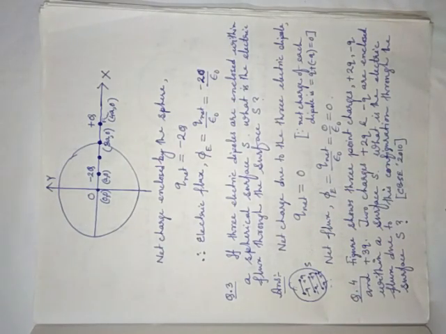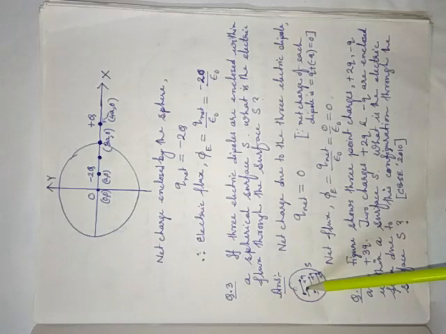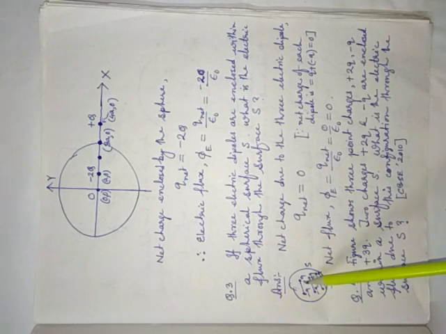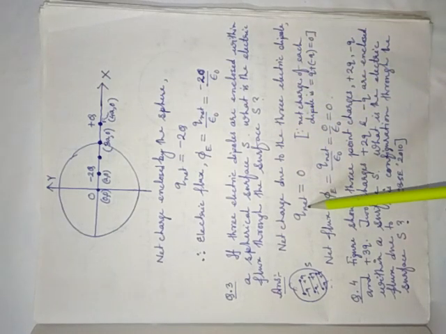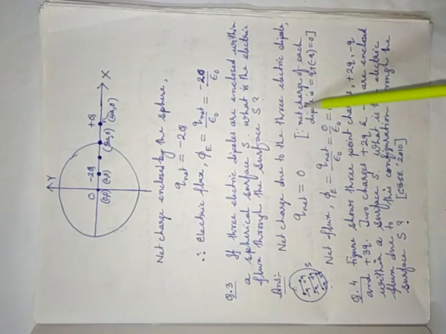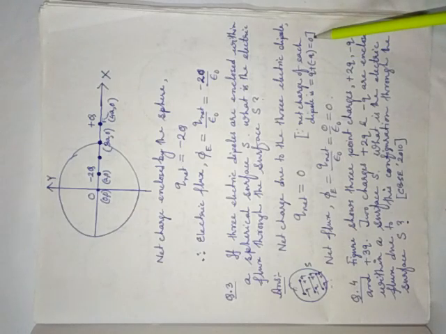What is the net charge inside this surface? For each dipole, the net charge is minus q plus q, which means 0. Here also 0, here also 0. Ultimately, due to 3 dipoles, the net charge is 0. Net charge due to 3 electric dipoles, I have written q net equal to 0. Why? Net charge of each dipole is q plus minus q equal to 0.